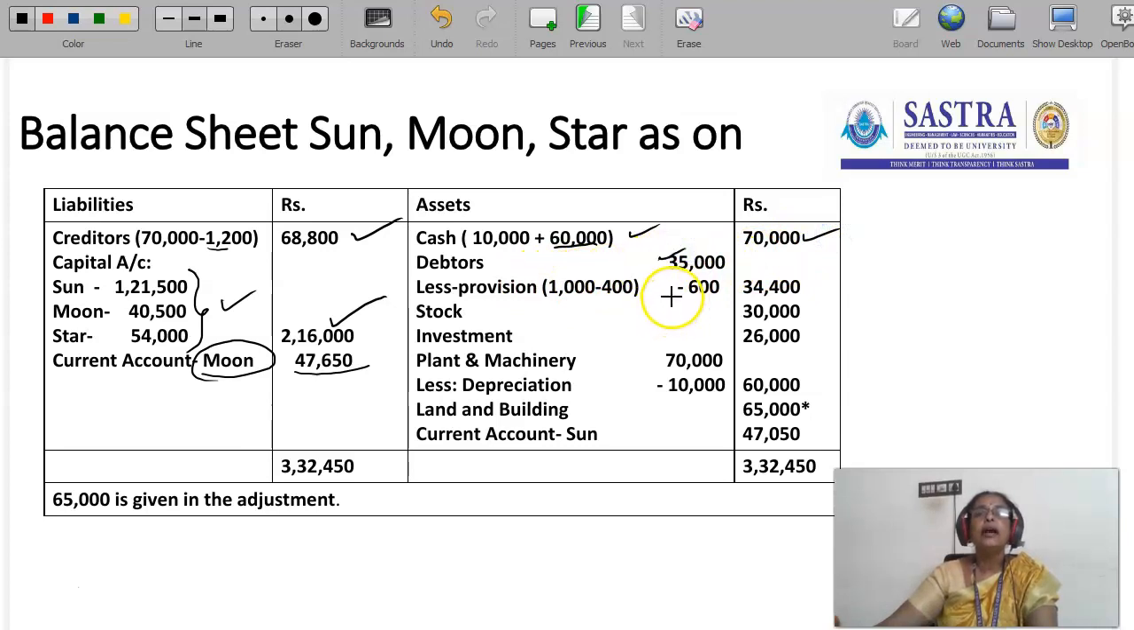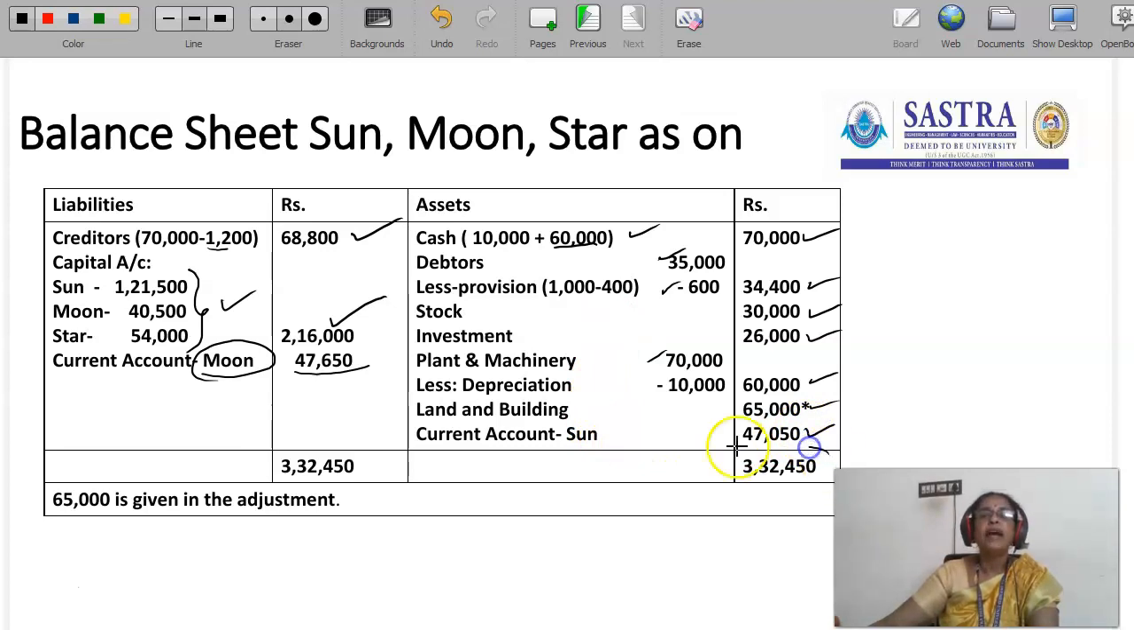Debtors 35,000. The actual provision in the book is 1,000. That is reduced to the extent of 400, and so 600 rupees should be debited or reduced, and so the balance is 34,400. Stock 30,000, investment 26,000, plant and machinery 70,000, but the revised value is 60,000, so 10,000 is the depreciation. Then land and building is 65,000, that is the revised value. Current account of Sun will appear under the asset side, that is 47,050.